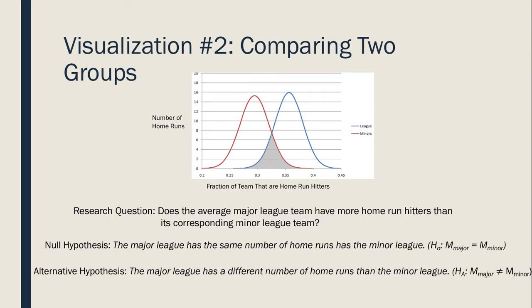Our research question is, does the average major league team have more home run hitters than its corresponding minor league team? The null hypothesis will say that the major league has the same number of home runs as the minor league, meaning there is no difference between the teams. The alternative hypothesis will say that the major league has a different number of home runs than the minor league, meaning there is a difference. We use these visualizations that we're given to help us determine which hypothesis we're going to go with, but they're only used for helping. They're not a definite answer.